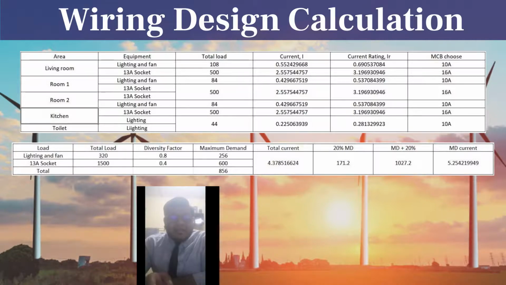The current rating is a little bit high compared to the calculation because the load that will be connected to the socket outlet cannot be predicted. As a precaution, 16 amp has been chosen for the socket outlet in order to protect the circuit from any leakage or overload. The detailed current rating for each appliance is displayed in the table below.